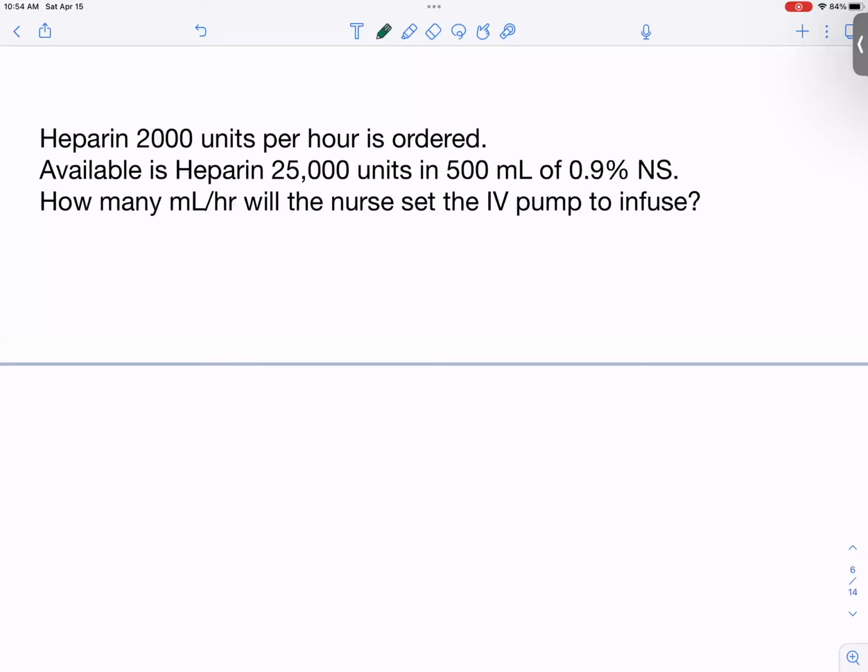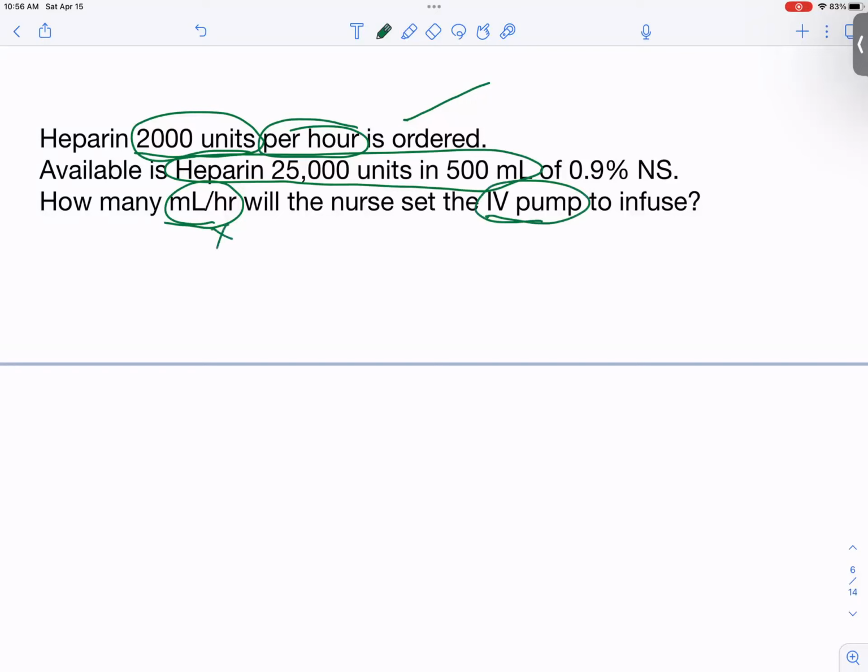Okay. One more, heparin. Unit of measure. If you forget the unit of measure or you put the wrong unit of measure, unfortunately, you will lose the entire 5 points, because in clinical practice, if you use the wrong unit of measure, you could kill a patient. All right. So here's the question. Give heparin 2,000 units per hour. That's what's ordered. That's my given. Pharmacy sends an IV bag with 25,000 units in it. How many milliliters an hour will the nurse set the IV pump to infuse?